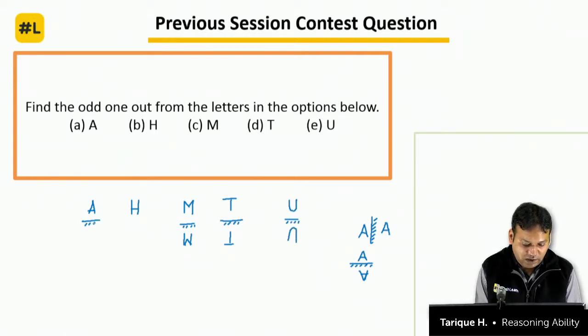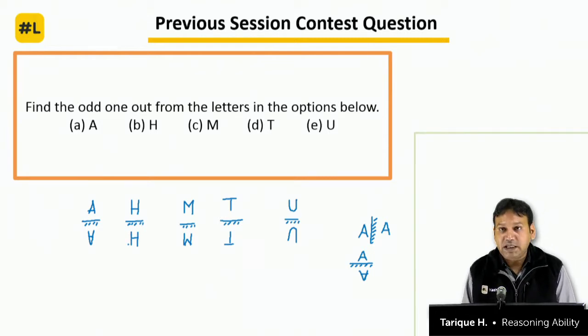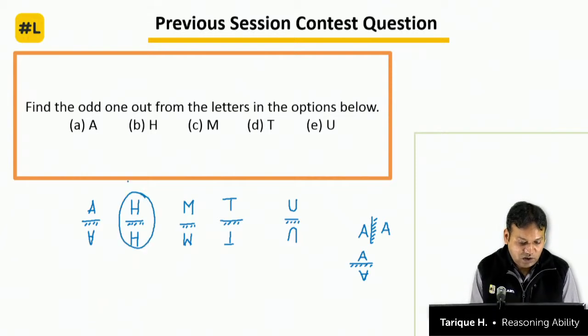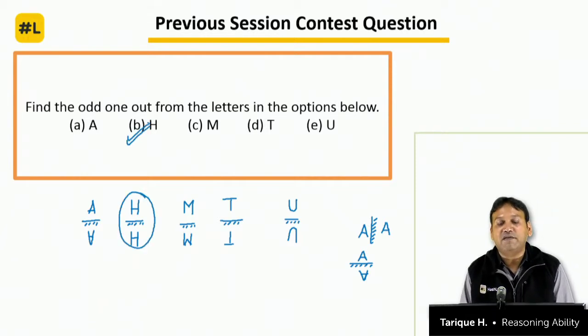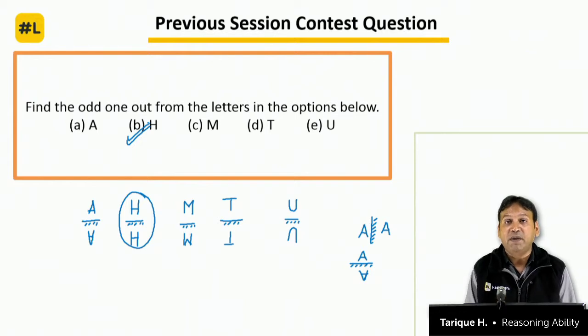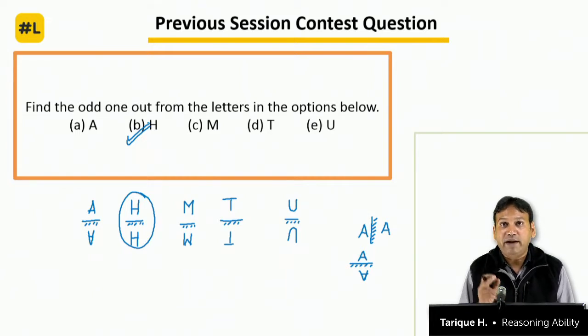Everything changes except H. You see, H remains the same. Even if we take a horizontal image or vertical image, H will not change. That is why H is the odd one out from the options given below, right? Find the odd one out from the letters. Sometimes the advanced concepts based on reflection of a letter on the vertical mirror or reflection of a letter on a horizontal mirror can be used for creating this advanced kind of questions based on letters. That is the contest question from the previous session on alphabets and letters.